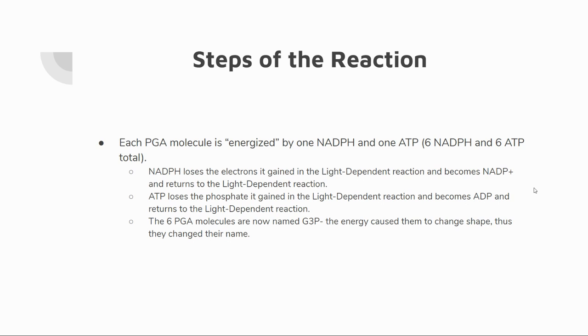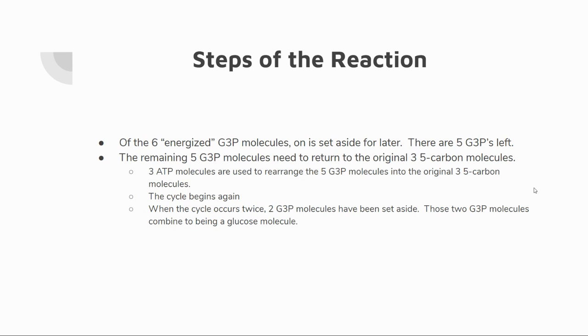The 6 PGA molecules are now named G3Ps. The energy caused them to change their shape, thus they changed their names. So the PGA molecules are unenergized. Once they become energized by the products of the light-dependent reaction, their name will change to G3P. So of the 6 energized G3P molecules, one is set aside for later. There are 5 G3Ps left.